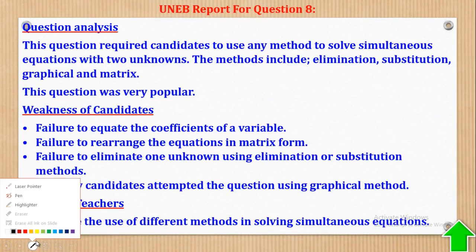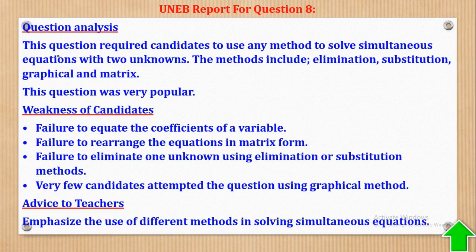So let's look at the report for question 8. This question required candidates to use any method to solve simultaneous equations with two unknowns. Here I could use any method like elimination, substitution, graphical and matrix, but you have to be keen to use the method which takes less time. For example, if I choose to use the graphical method, it may take longer. Remember we are racing against time, so it is not advisable to use graphical. Matrix, if you are well versed, you can use it because it is also simpler.